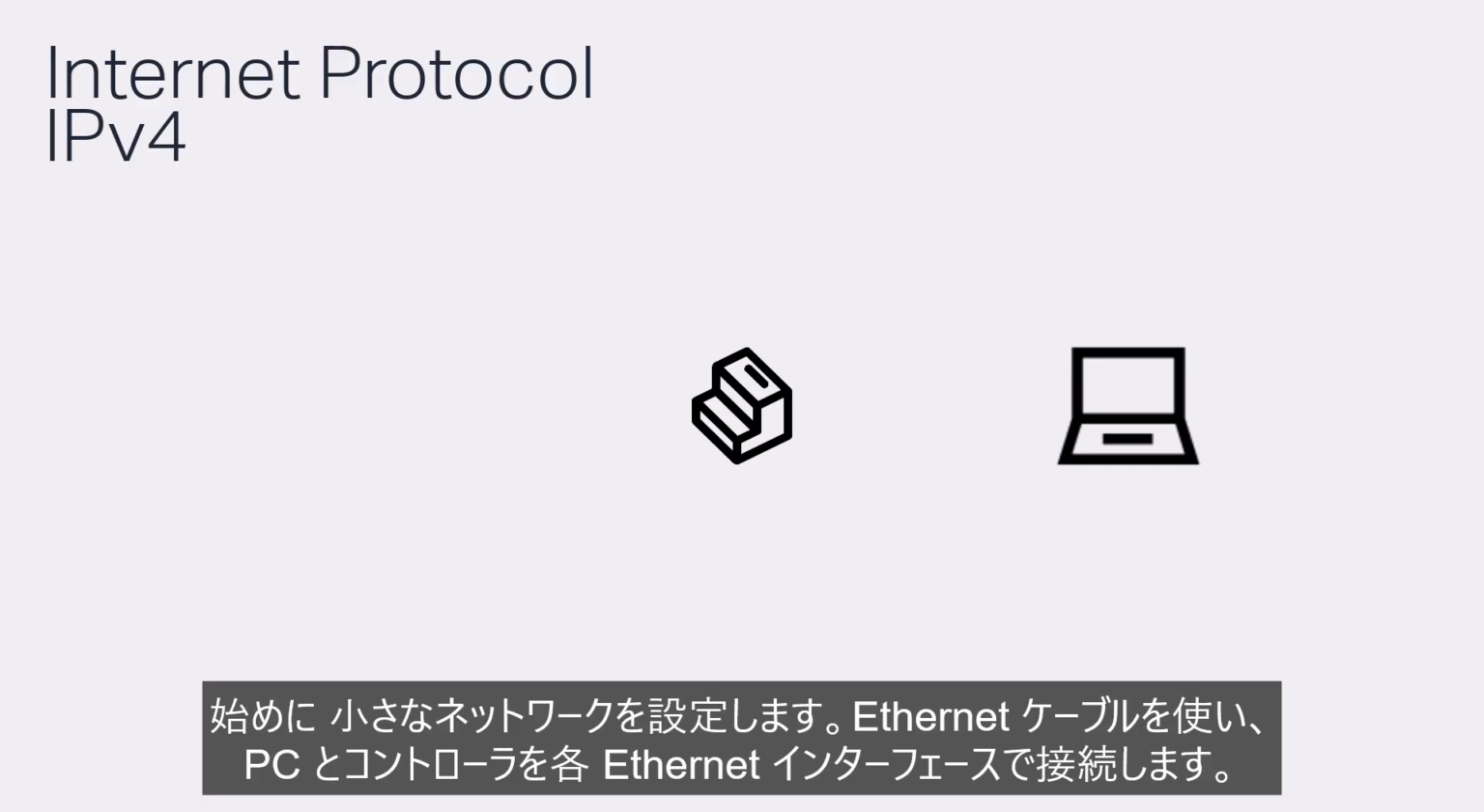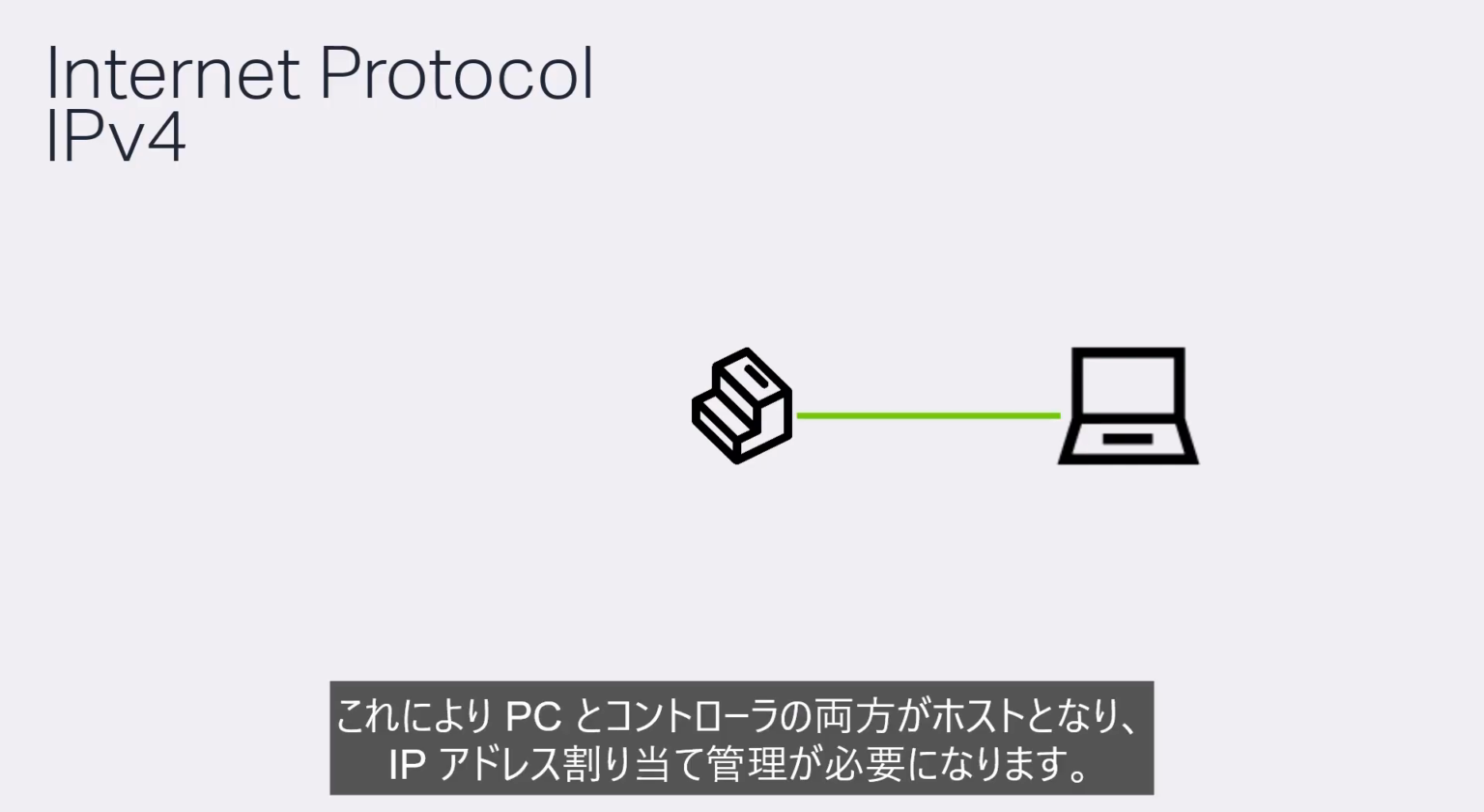We begin by setting up a very small network. We use an Ethernet cable to connect our PC to a controller via their respective Ethernet interfaces, so that both the PC and the controller become hosts, and we need to manage the IP address allocation.